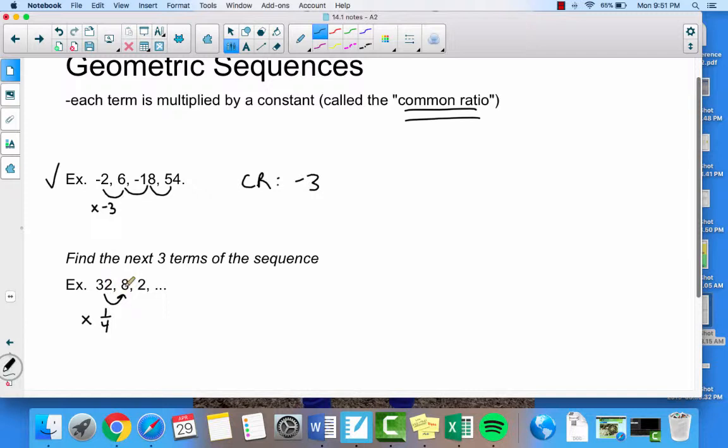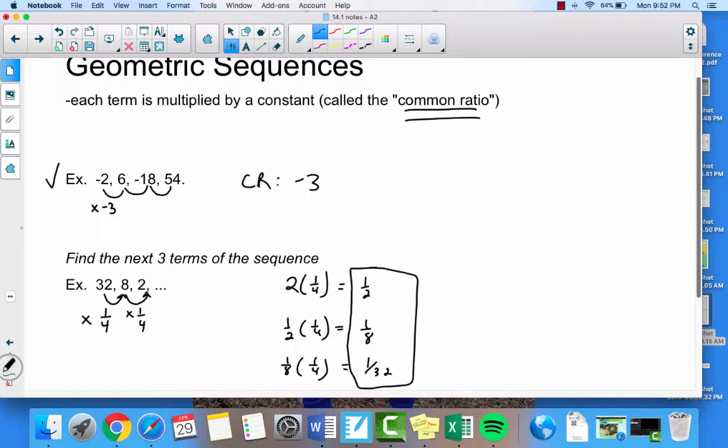So I'm going to multiply by 1/4 here. Same thing. 8 times 1/4 gets us 2. So to find the next 3, I'm going to take 2 times 1/4. That's 1/2. Then take that answer, 1/2 times 1/4. That gets us 1/8. And then lastly, take 1/8 times 1/4, and that gets you 1/32. So here are the next 3 terms in order, and then you'd be done. So geometric sequence is multiplication, arithmetic sequence is addition. That's pretty much it. Okay.